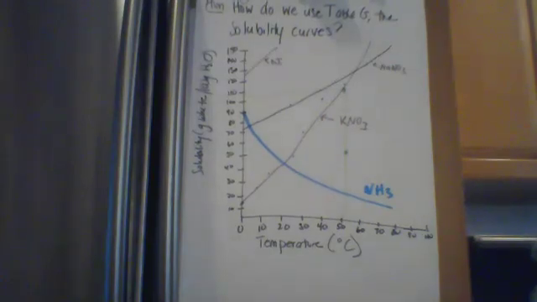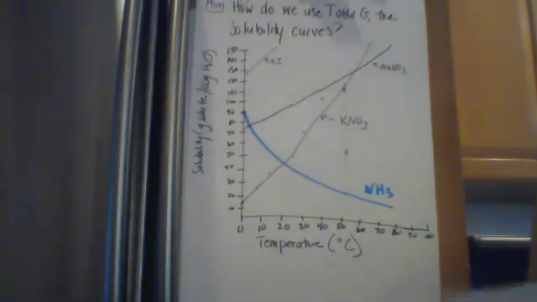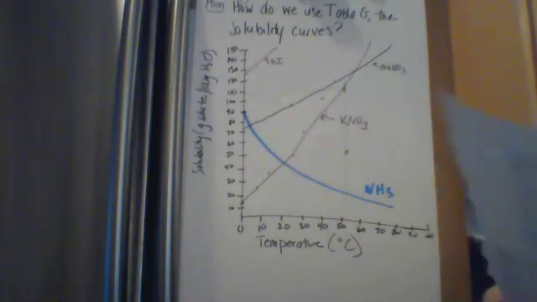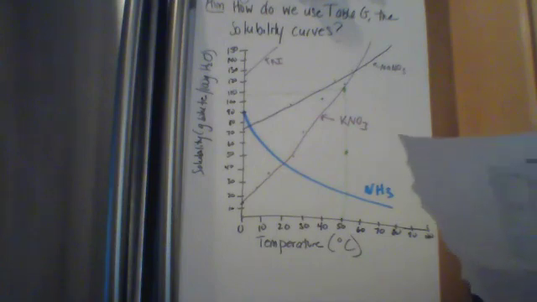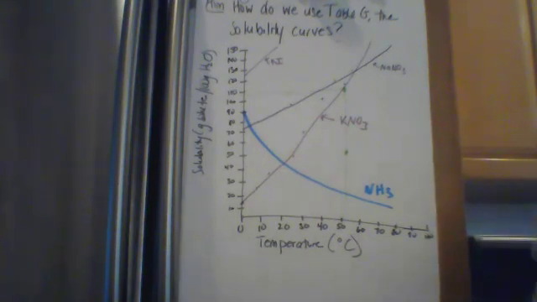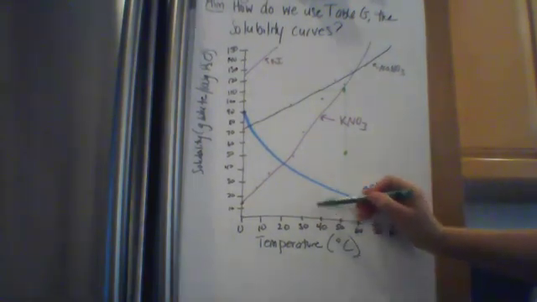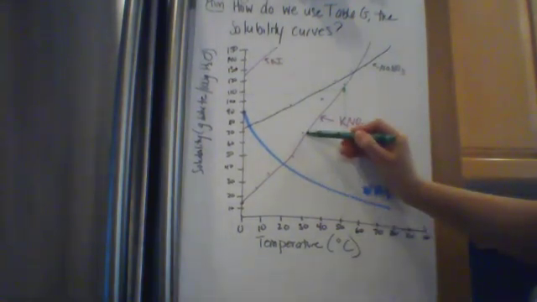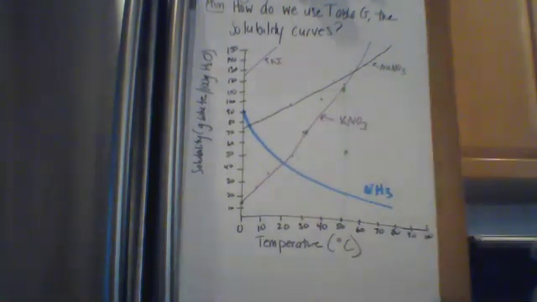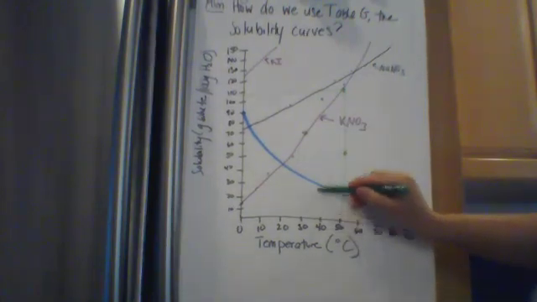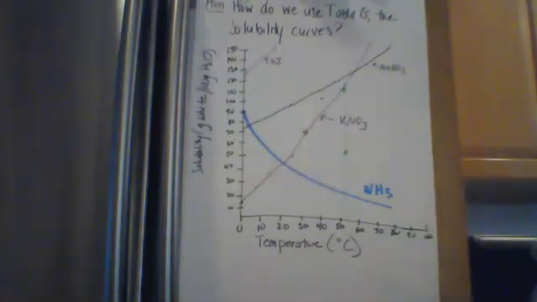And I'm going to use my actual table G, and then I'll estimate on here. So at 40 degrees Celsius, I follow it up to my KNO3, and the maximum that I could dissolve is about 65 grams. Okay, so let's look. I follow it up to KNO3, and the maximum that dissolves is 65 grams. So it's pretty accurate on here. Follow it up, about 65 grams dissolved.